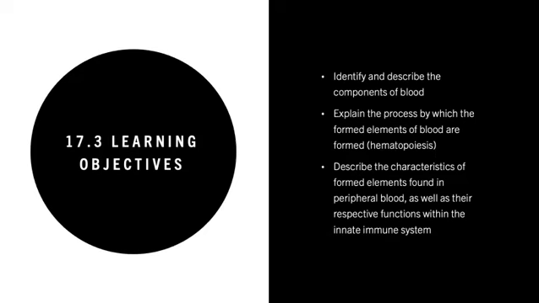And in this section, our learning objectives are to identify and describe the components of blood, which we already kind of talked about, and then to explain the process by which the formed elements of blood are formed through hematopoiesis, and lastly, describe the characteristics of formed elements found in peripheral blood, as well as their respective functions within our innate immune system.